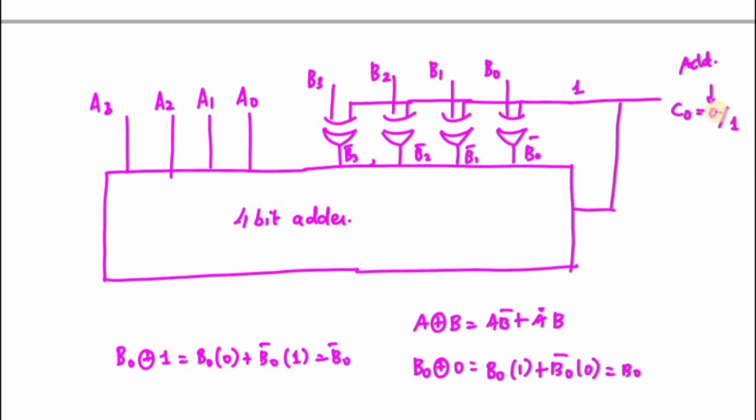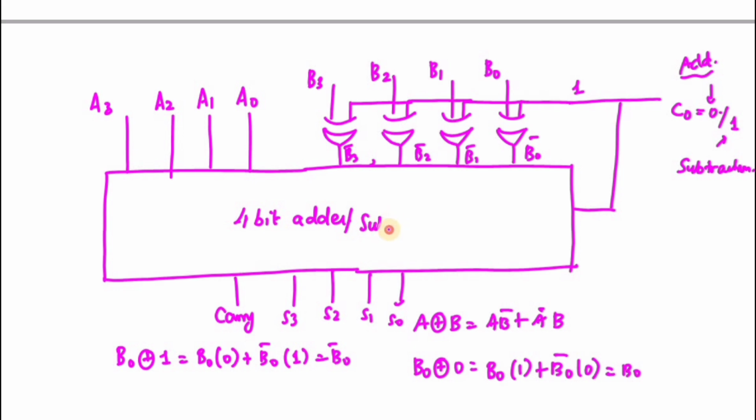So if it is 0, it is performing addition. If it is 1, it is performing a subtraction, right? So you will get the output as carry, S3, S2, S1, and S0, right? So this is a circuit for adder and for subtraction.